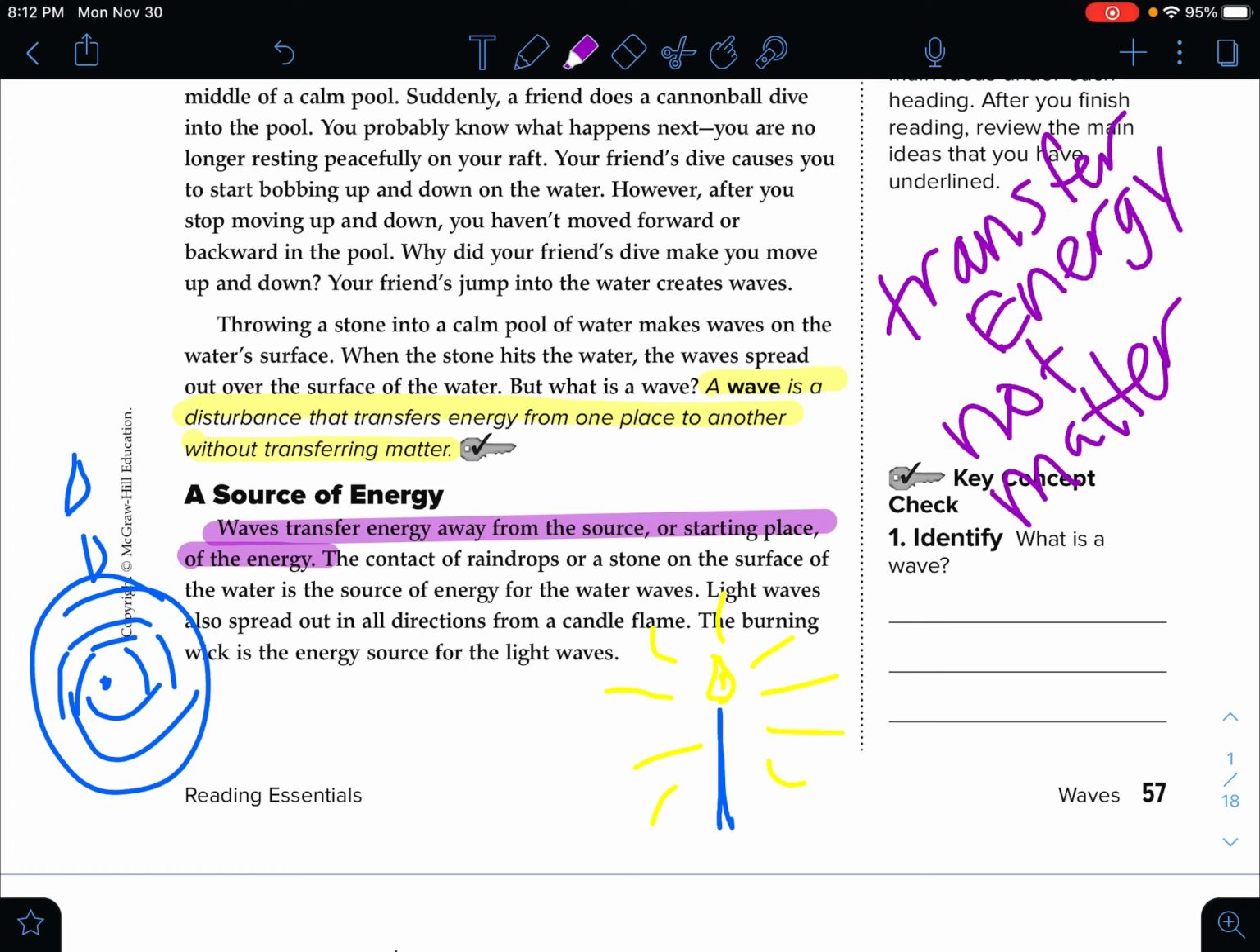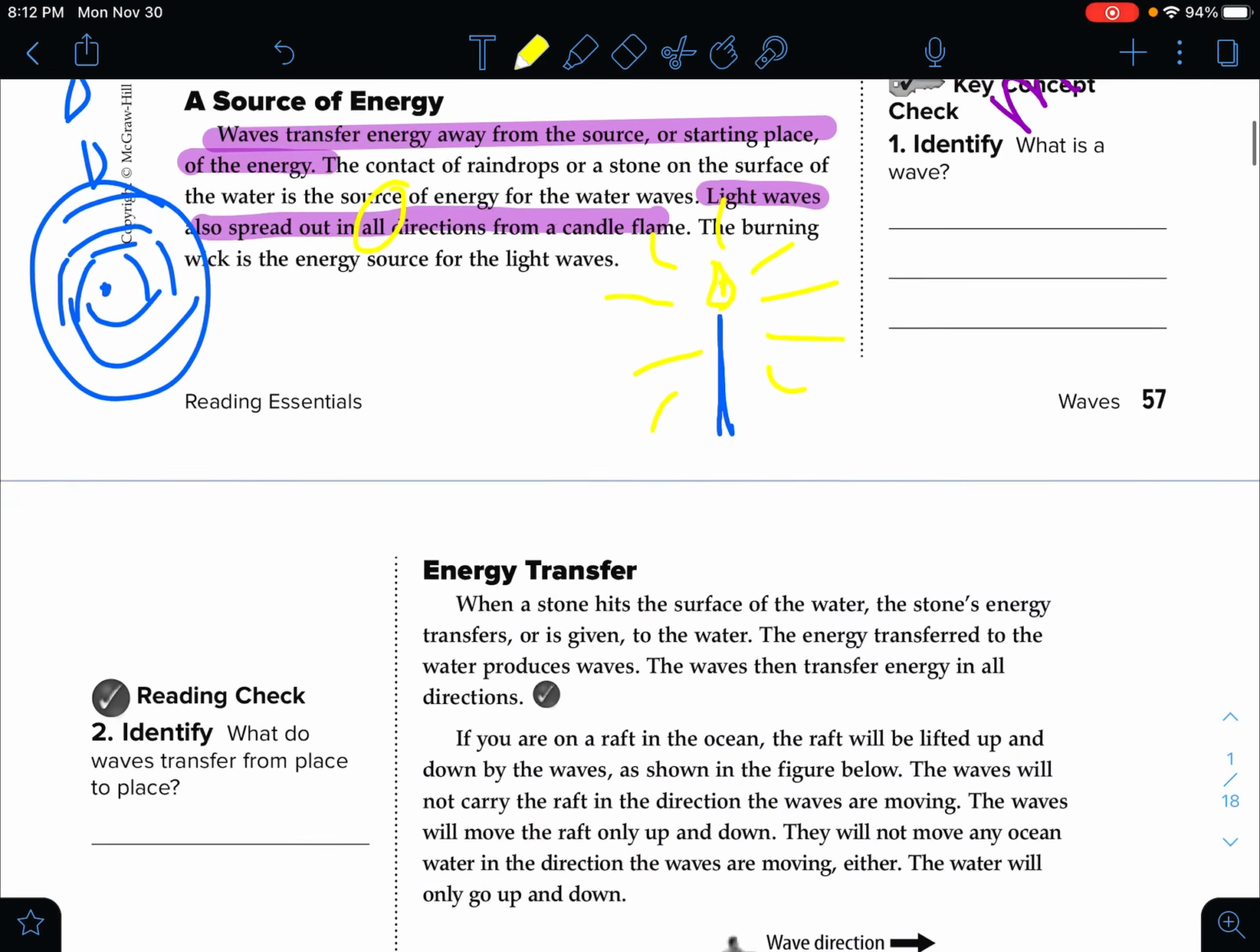So we're going to go ahead and highlight a little bit in here. Light waves spread out in all directions, so in all directions from a candle flame. The burning wick is the energy source for the light waves.